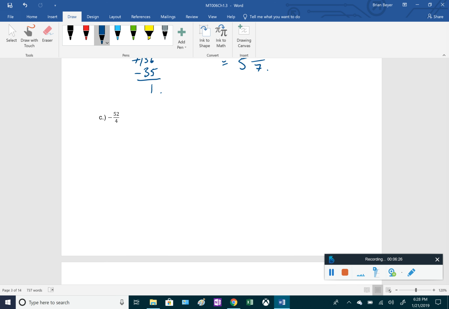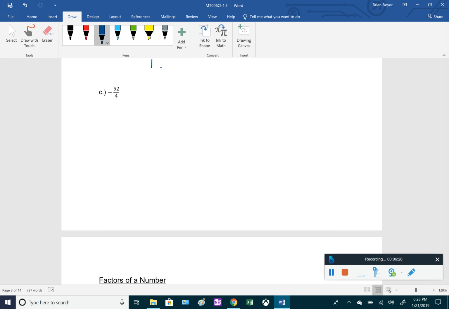And for C, we have negative 52 over 4. So I'm going to divide them, and I'm going to ignore the negative. So we think, how many times does 4 go into 5? It goes in once. Multiply, subtract 5 minus 4, we get 1. Bring down the 2. 4 goes into 12 3 times. It actually goes in evenly, so that's going to give us a remainder of 0.